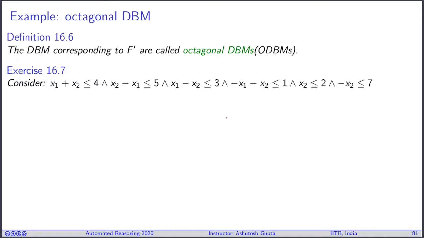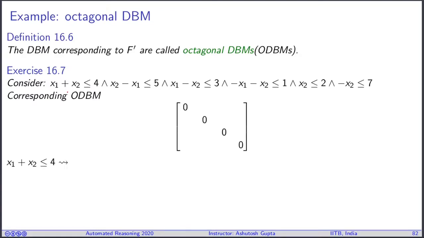So when we encode into F prime and we get this constraint with twice as many variables, you can turn it into DBMs, which we will call octagonal DBMs. Let's see how they look. Let's suppose you have a formula which has only two variables, and once we encode them, x1 and x2, we will get x1, x2, x3, x4 in our encoding. I have dropped the prime so that we don't need to write it repeatedly.